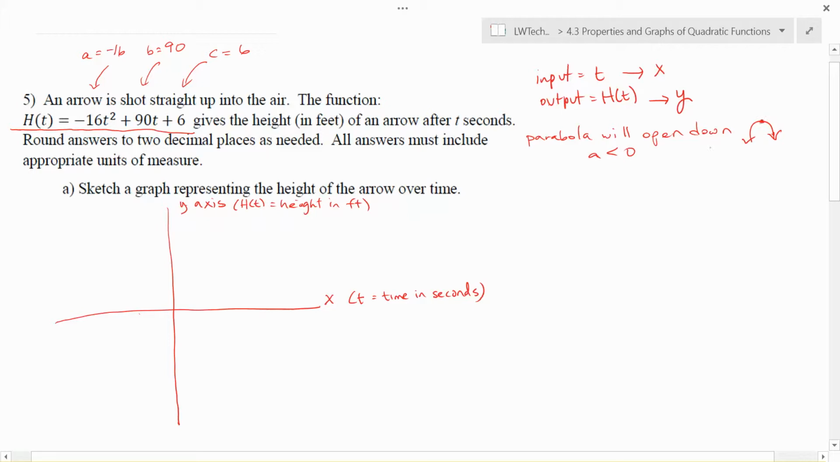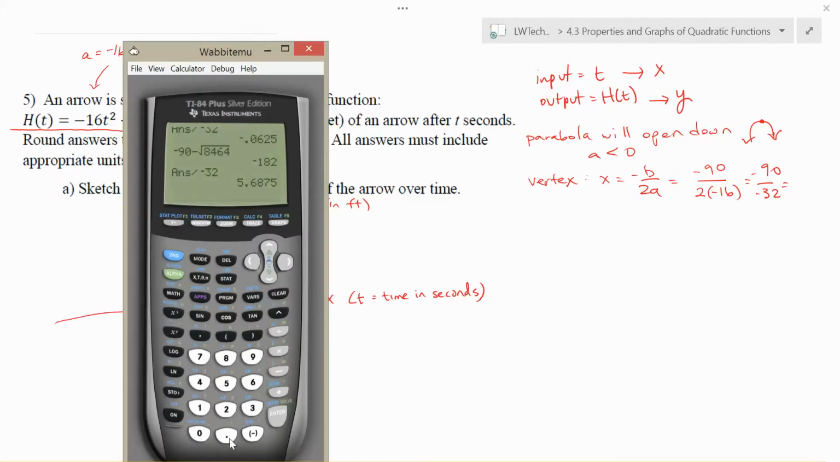This highest point of the graph is always a very important point, so we'd like to go ahead and calculate what that vertex is. The vertex we find by using the formula x equals negative b over 2a. In our case, our b value was 90, so we're going to have negative 90 on top, and our a value was negative 16, so we're going to have negative 90 divided by negative 32 on the bottom, and we can evaluate what that is in our calculator. So let's see, negative 90 divided by negative 32 gives us 2.8125.